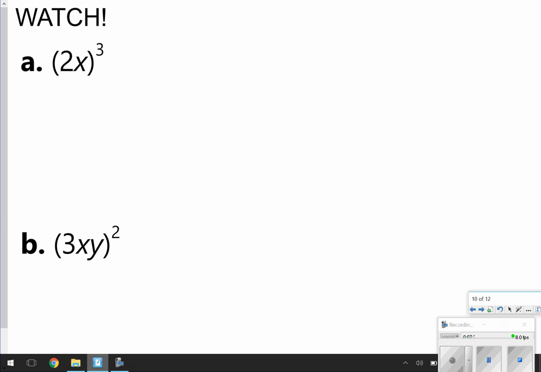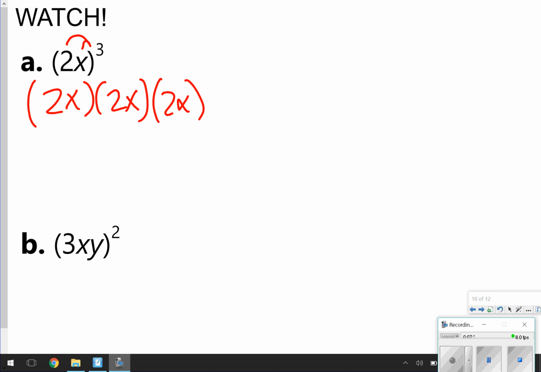Remember, for these, you're just distributing the exponent to each one. So that means it should look like this written out. 2x times 2x times 2x, which means I'm going to have 3 2's and 3 x's. So 2 to the 3rd times x to the 3rd.